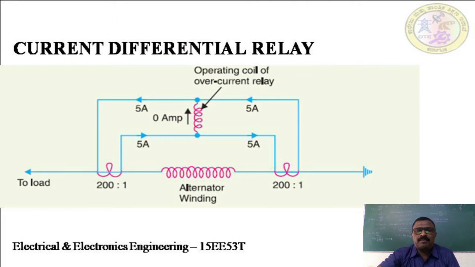This is the schematic arrangement for current differential relay. Let us assume we want to protect the alternator winding. Two CTs, CT1 and CT2, are connected on either side of the alternator winding. This is the current ratio for CT1, and the same current ratio is used for CT2. These two are connected at an equipotential point, and the operating coil of the overcurrent relay is connected.